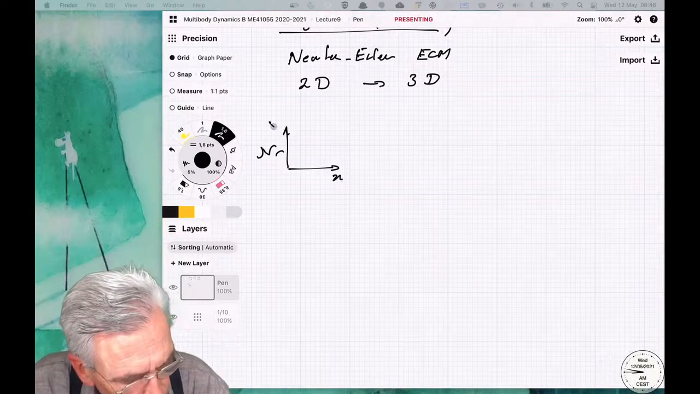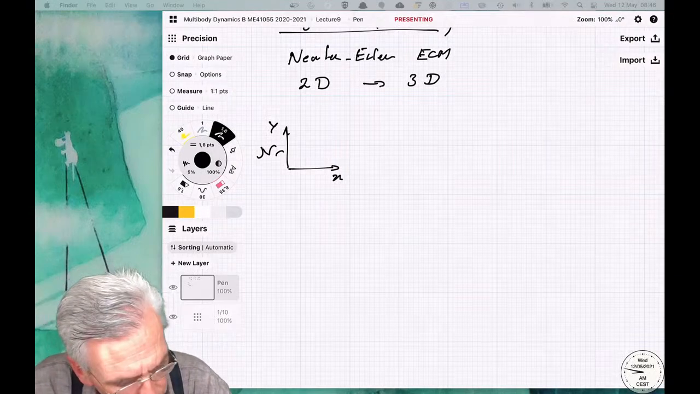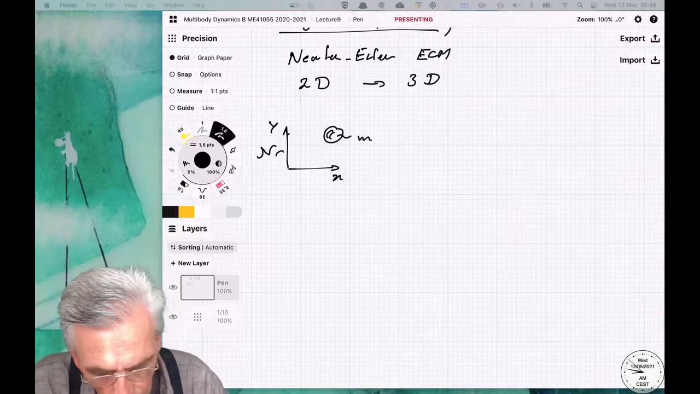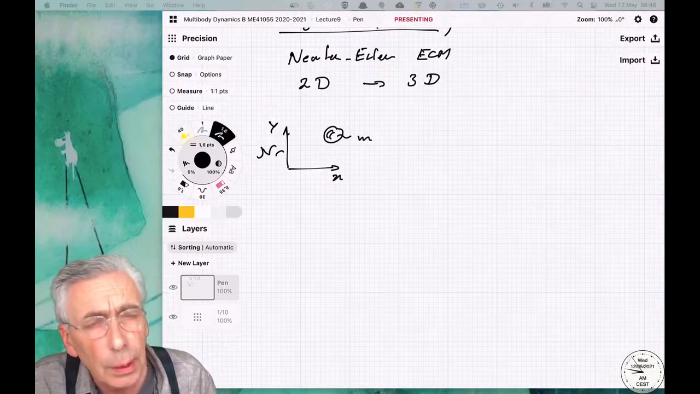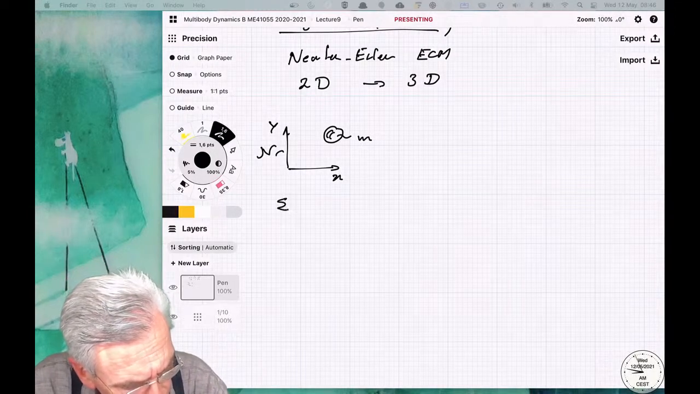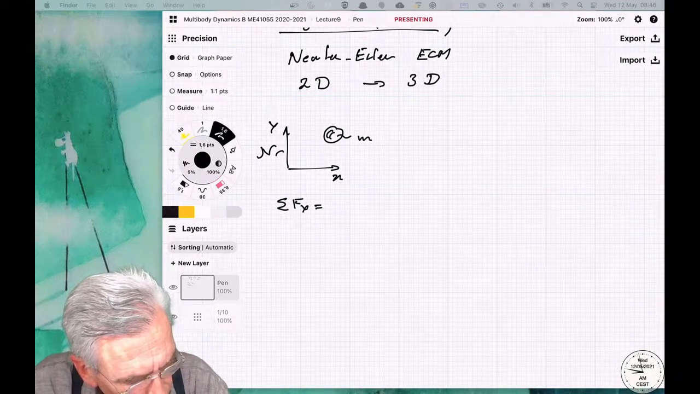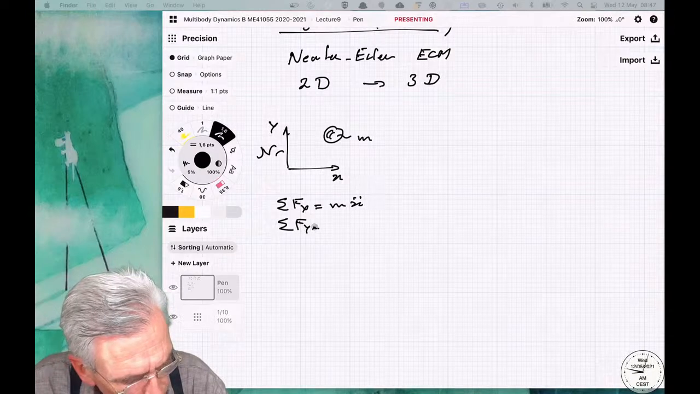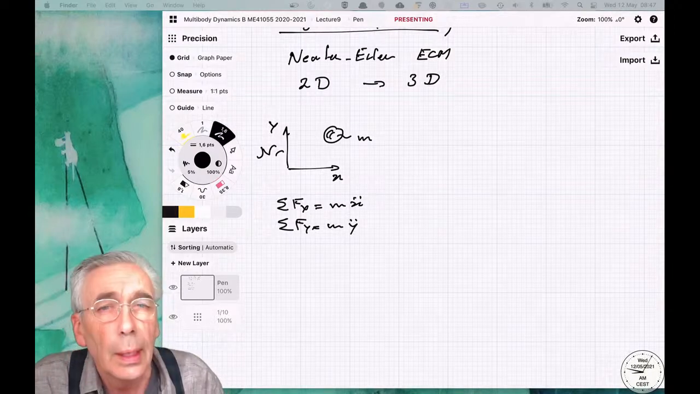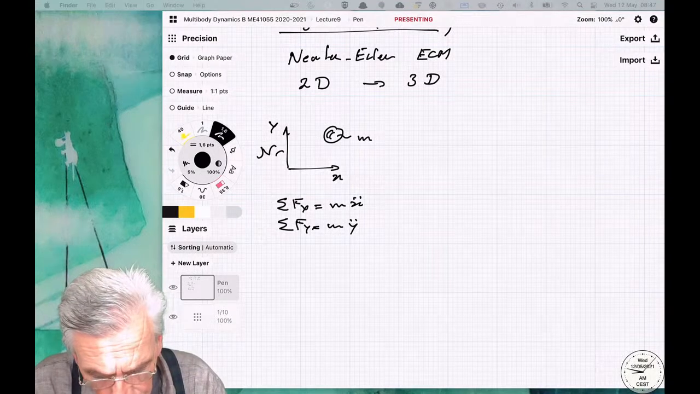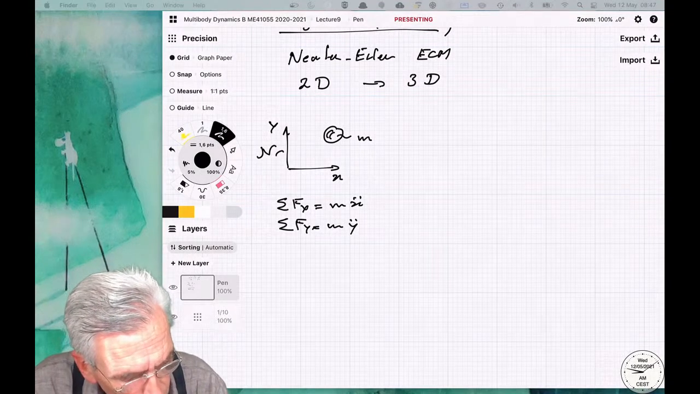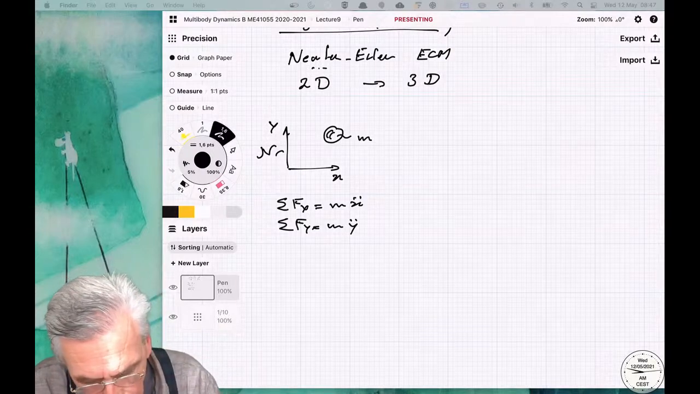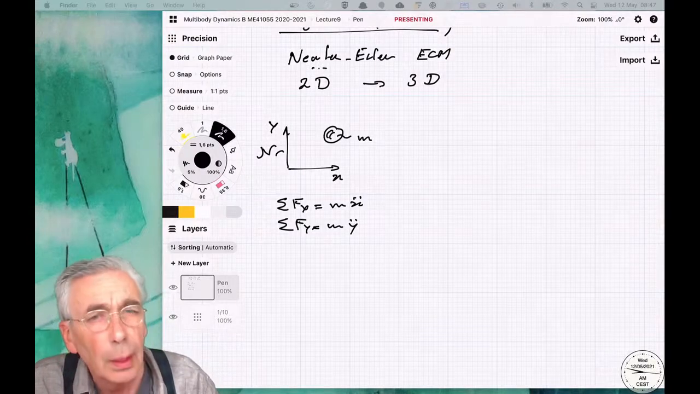And with some coordinates, an abscissa and an ordinate, and then for a point mass, what could we write there? We say, well, okay, the sum of the forces in x is the mass times the acceleration in x. Sum of the forces in the y direction is the mass times the acceleration in the y direction. So that is the Newton part, right? And then we had the Euler part, and the Euler part had nothing to do with point mass.